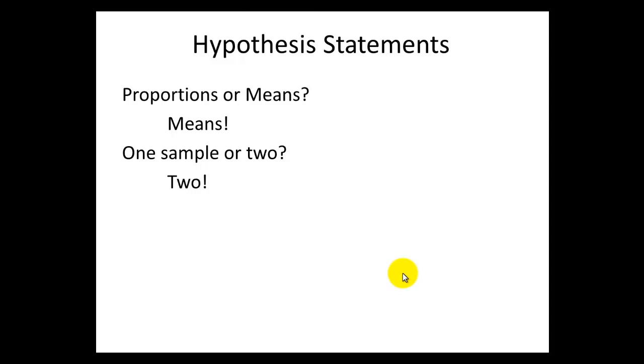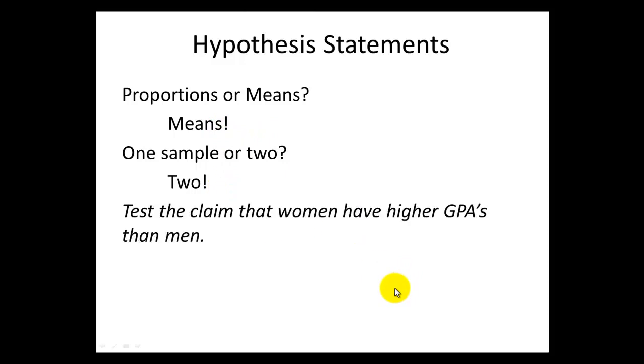Now, how will this look as hypothesis statements? Well, certainly we will have mu's in our hypothesis statements, and we'll have two of them. Means is the answer to your first question, and two. So your hypothesis statements will have two mu's in it. We also want to consider that we want to test the claim that the women have a higher GPA than the men. So we'll have to think about what our alternative will look like.